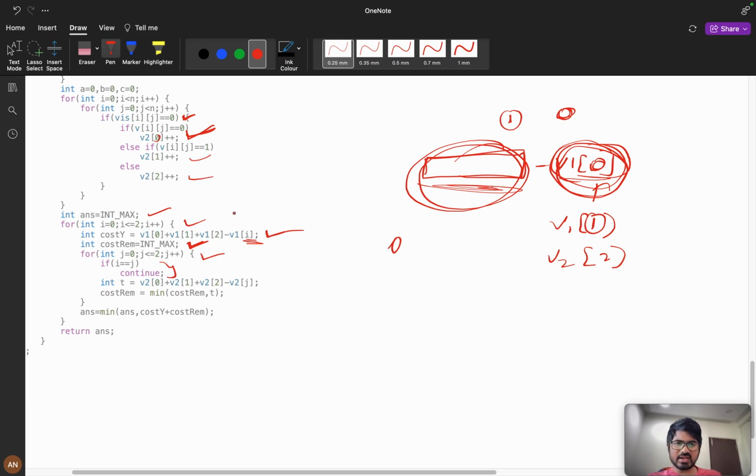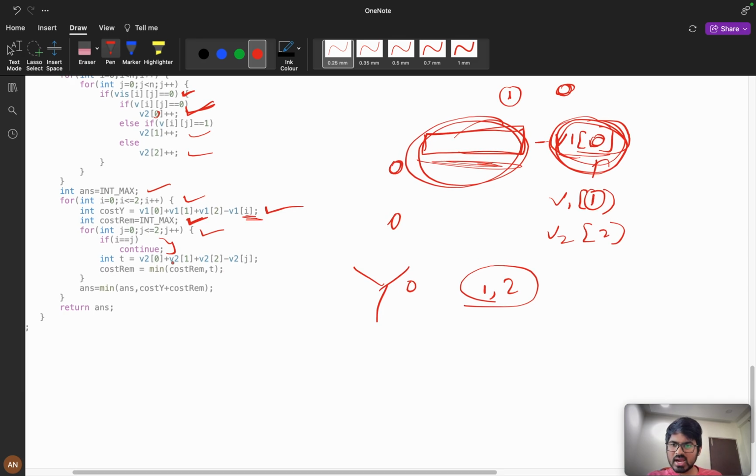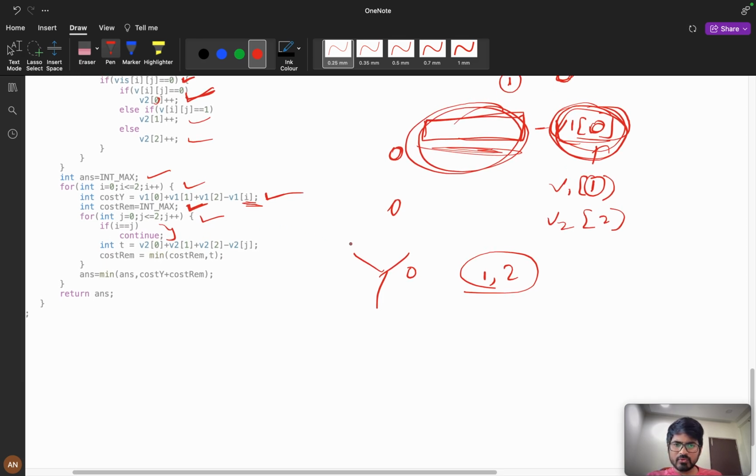If i equals j, that means if we are going with 0, my y is filled with 0 and my remaining elements should not be filled with 0, right? As the question mentioned, if it is 0, we should fill it with either 1 or 2. And we are doing the same here. If you want to fill with 1, we are subtracting it from V2 of j. We are adding all the V2s and subtracting whichever value we want to make equal, because we want the remaining cost. So in this way, we are calculating the cost remaining as the minimum of cost remaining, comma, t.